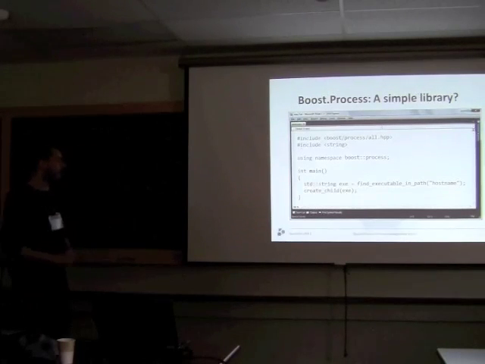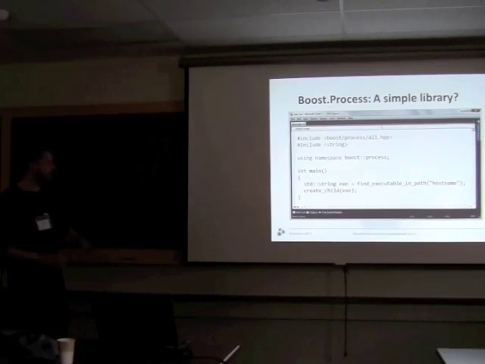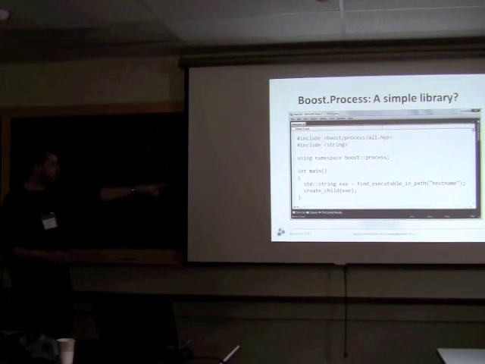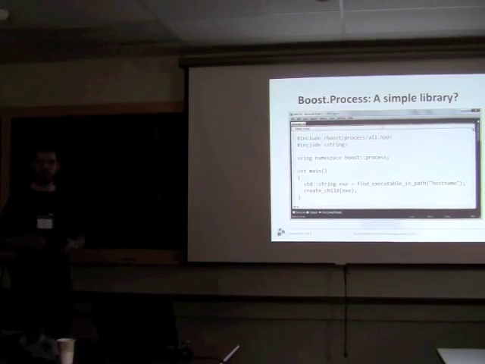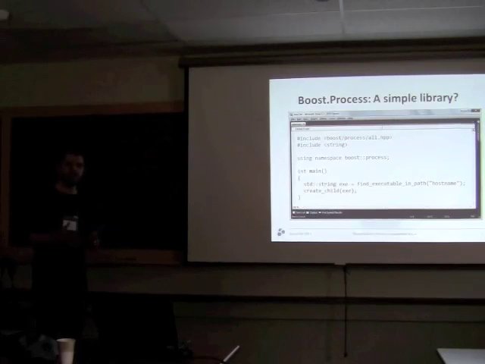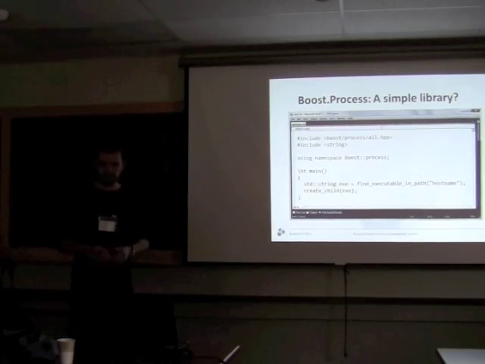Let me show you one example. This is a very simple program which looks for an executable called hostname. And if it finds the executable somewhere in the path, it gets the absolute path to that executable, then it forwards the path here in the exe variable to a function createChild. CreateChild creates the child process, and it all works. So you wonder, what's really the problem here? I mean, why do we need 5 years to talk about a library which does something which doesn't seem to be so difficult?